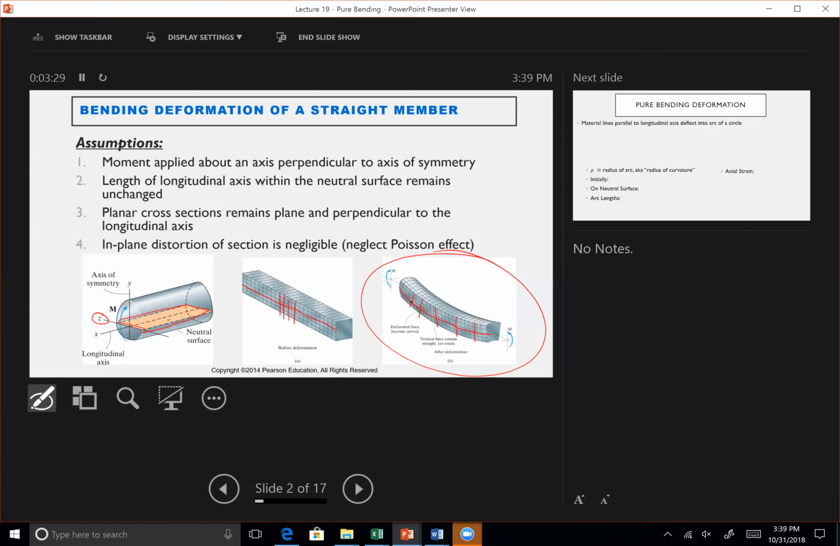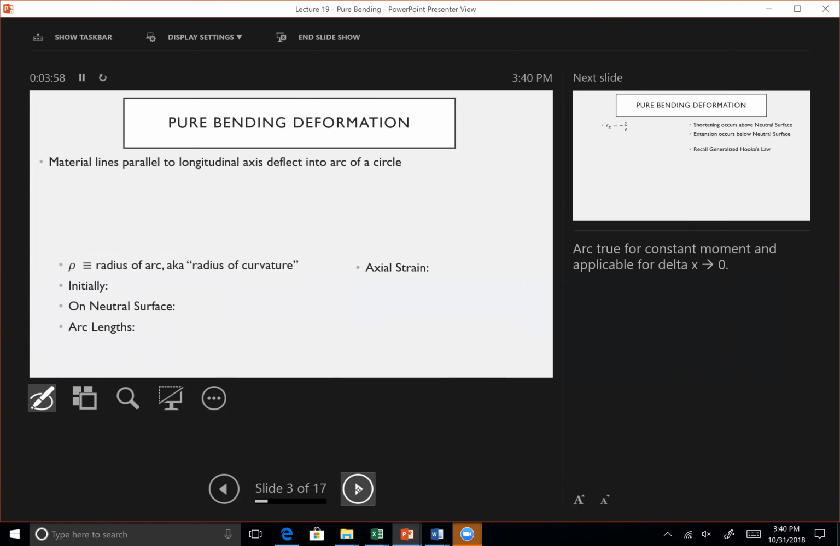We're going to neglect the Poisson effect. Technically speaking, it occurs. So you see that this is our neutral axis. See how it's kind of getting wider up at the top and more narrow at the bottom? That's that Poisson effect. But we're going to neglect that and just, in this class, presume that the cross sections stay in their normal cross-section shape, with the exception that they're elongating and contracting. Okay, so these material lines that are parallel to the longitudinal axis are going to deflect into arcs of a circle.